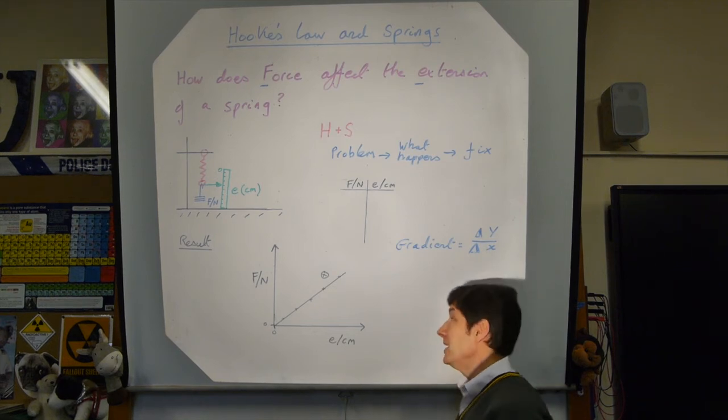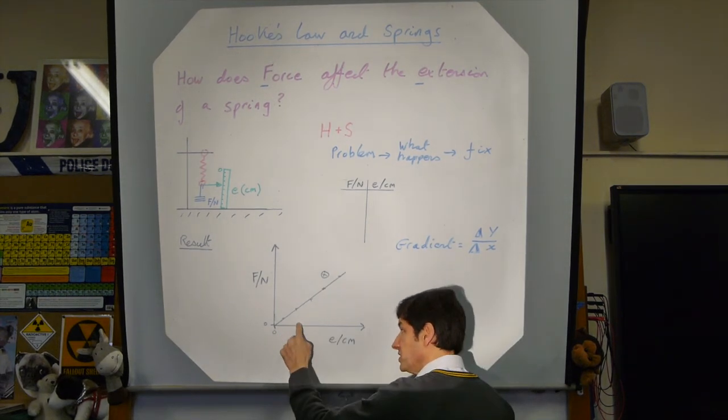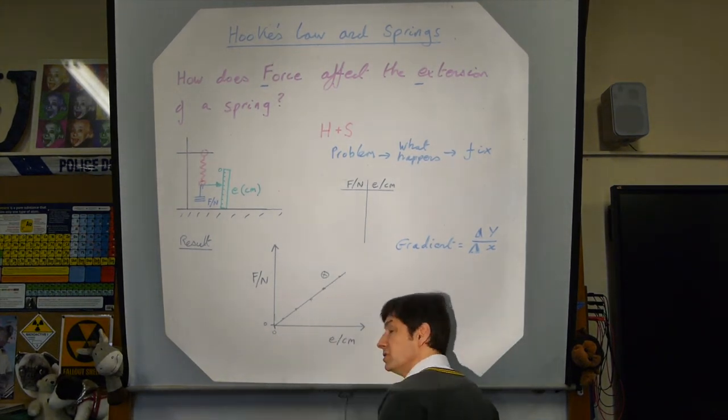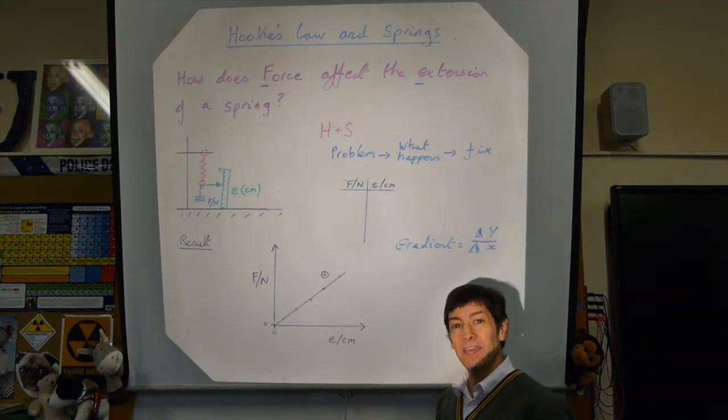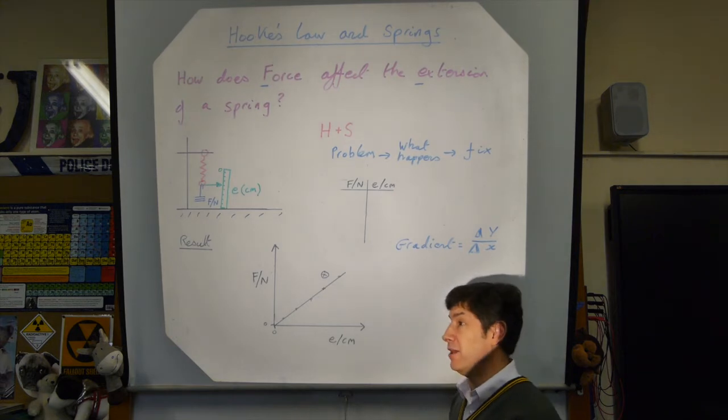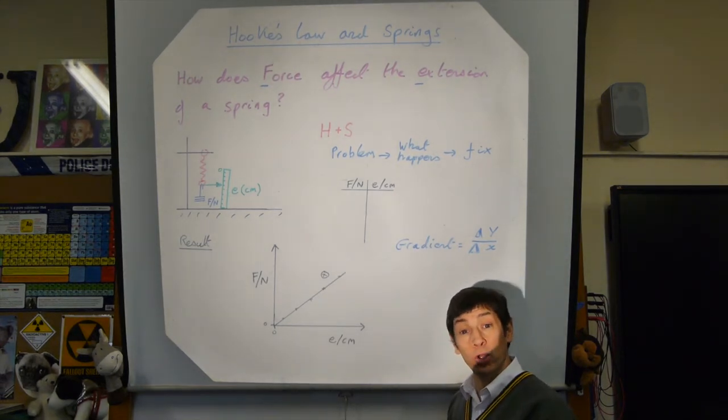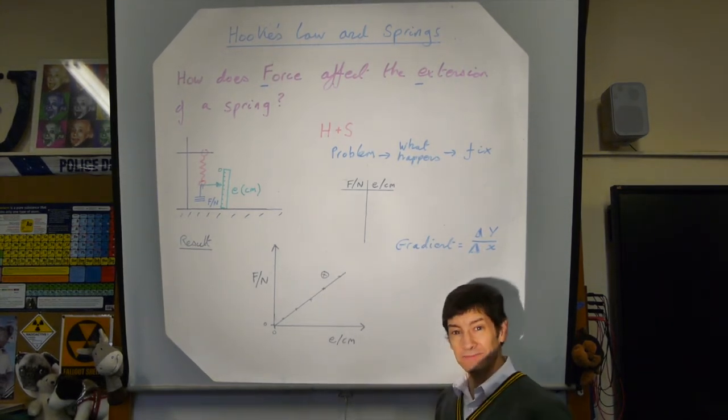But what you're doing is finding the gradient of this line, which is the same at every place. It's a constant gradient, okay? And we'll talk about what that number means in a minute. So pause the video now and go off and work out your gradient.